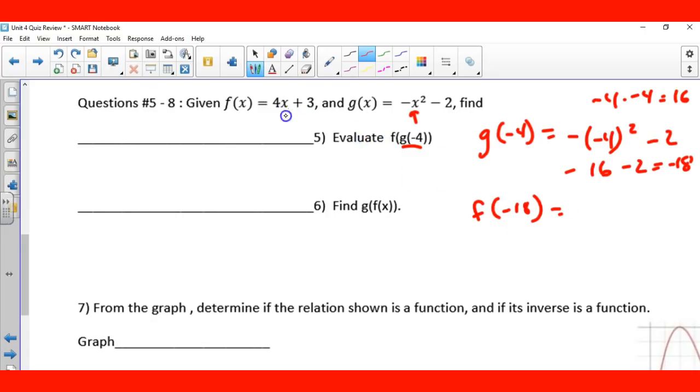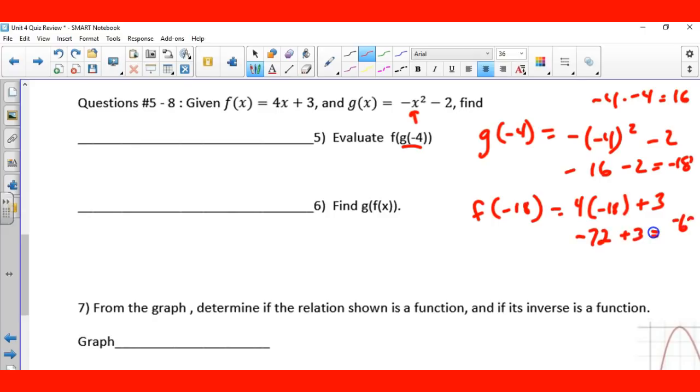So I take this right here: 4 times negative 18 plus 3. And 4 times negative 18 is going to be negative 72. And plus 3, negative 72 plus 3 is going to be negative 69. So negative 69, guys. f of g of negative 4 equals negative 69.